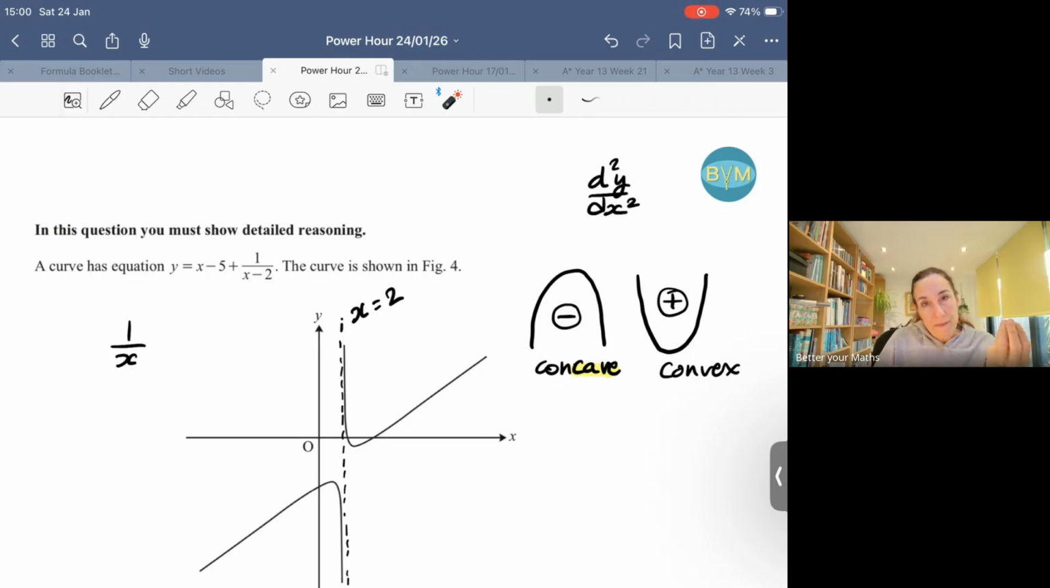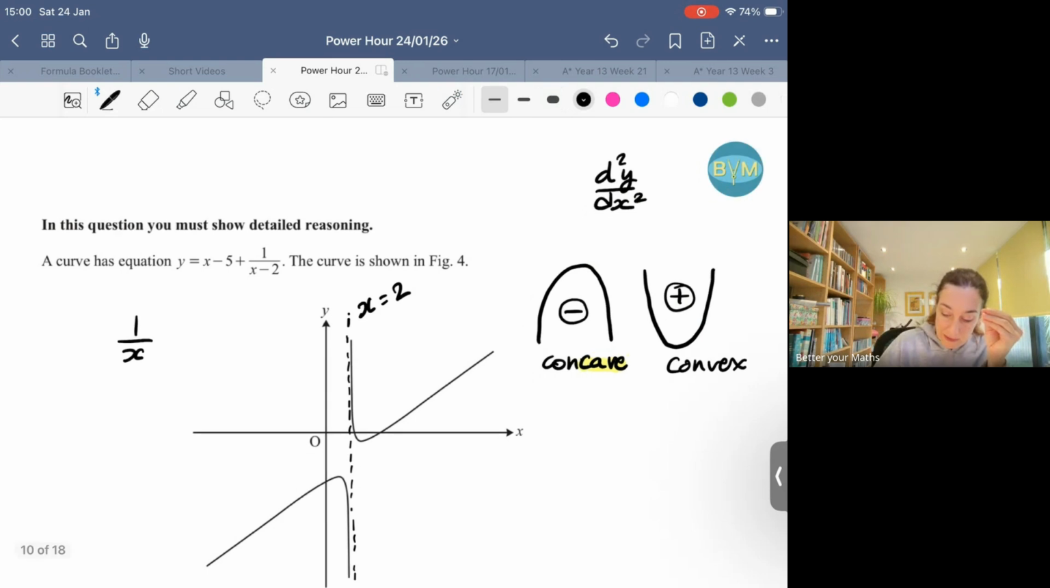Does it make sense? So function is concave, second derivative is negative. Function is convex, second derivative is positive. When the second derivative is 0, remember I have a point of inflection. And a point of inflection is just my function passing from one type of curve to the other type of curve. So I'm passing from concave to convex or from convex to concave. That's a point of inflection.